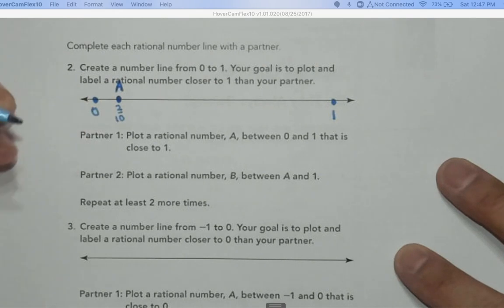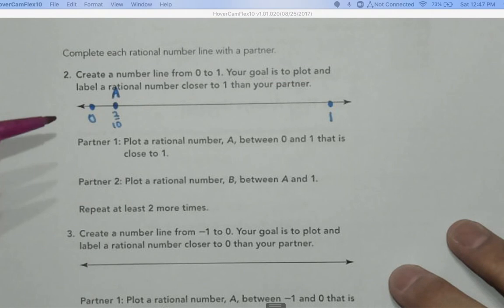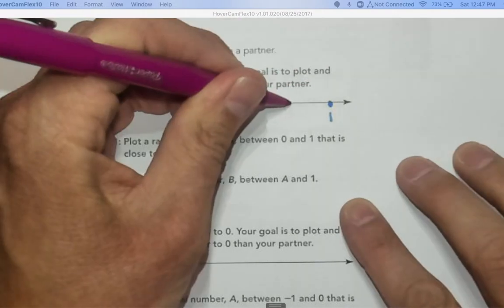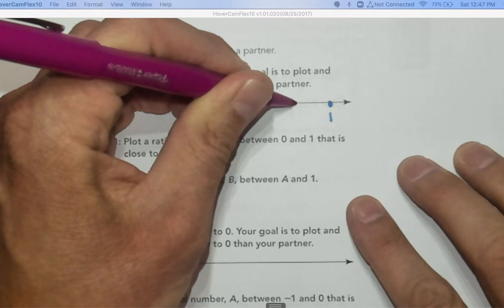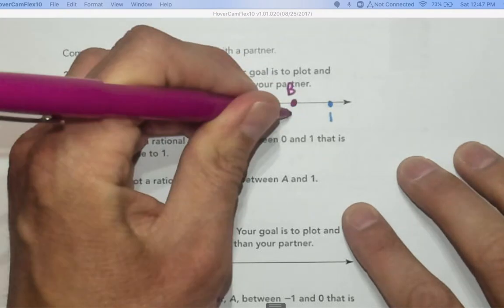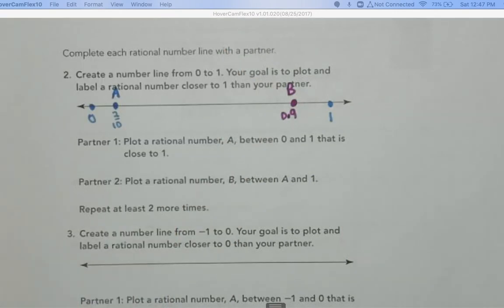All right. I'm going to make this easier and I'm going to plot a rational number B, and my rational number is going to be 9/10. And so I'm going to make it so I have B right here, and then I'm going to make it so it's 9/10. Notice how I wrote it as a fraction for Mrs. Lewandowski, and then I wrote it as a decimal for myself because fractions and decimals are interchangeable. All right, it says now to repeat it 2 more times.